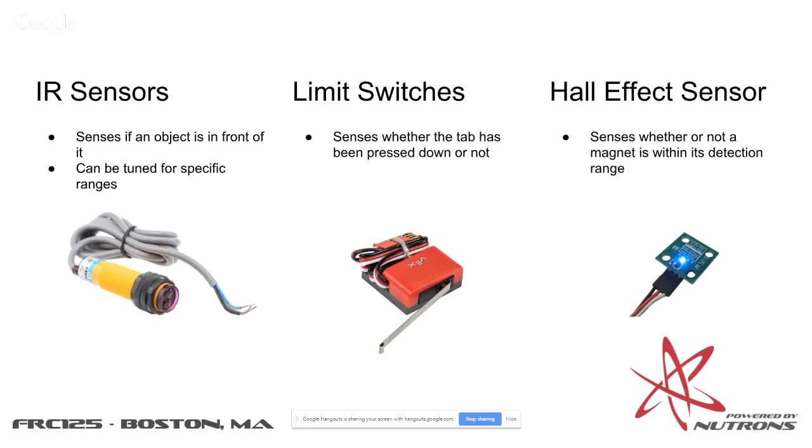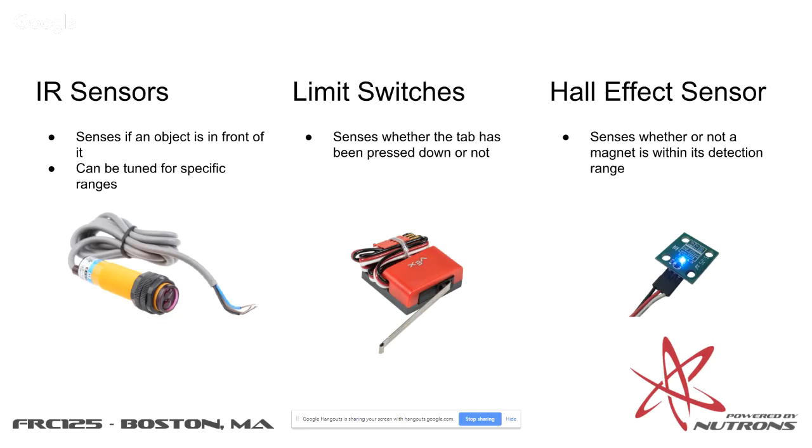We actually used this exact IR sensor last year in 2018, where if we took in a cube and the IR sensor got triggered, we would automatically clamp and lift to a certain position. Similarly, our limit switches. You see that little metal tab. If that metal tab gets pressed down, it knows it's pressed down. So it's either, once again, on or off. Off, it's not pressed down. On, if it is pressed down.